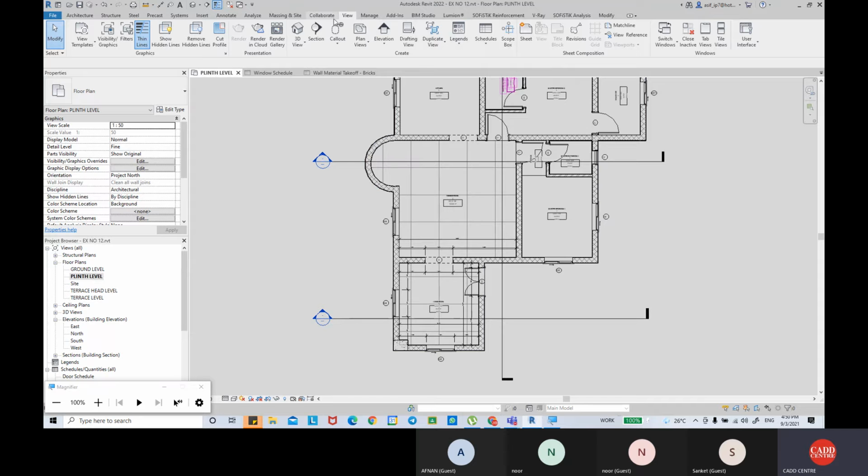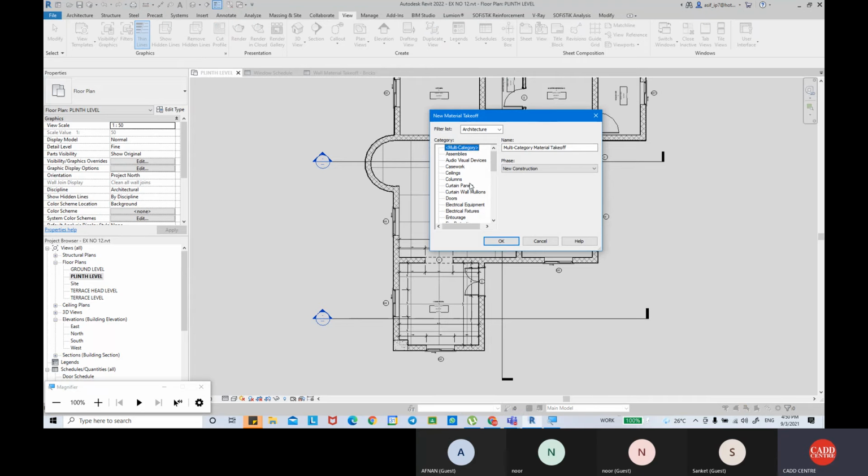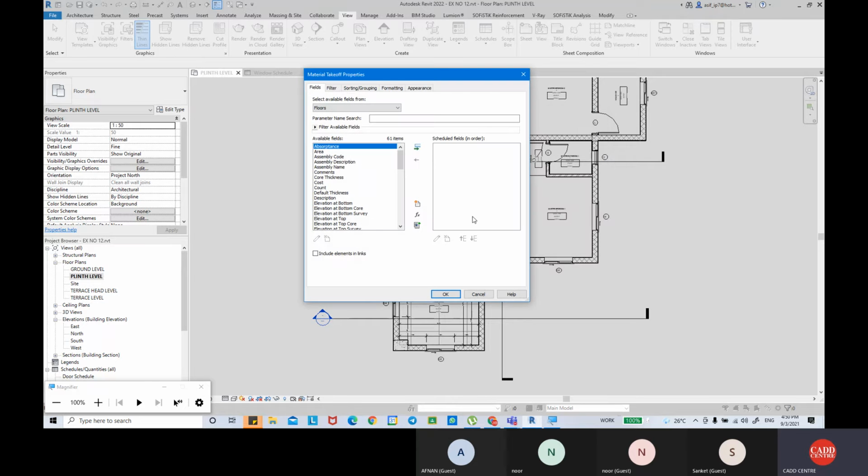So it's very simple. Again, we come to the view tab. We'll take scheduling. So you take material takeoff. Now we want to take off the material takeoff for floorings. So we'll search for floors. And then we click on OK.